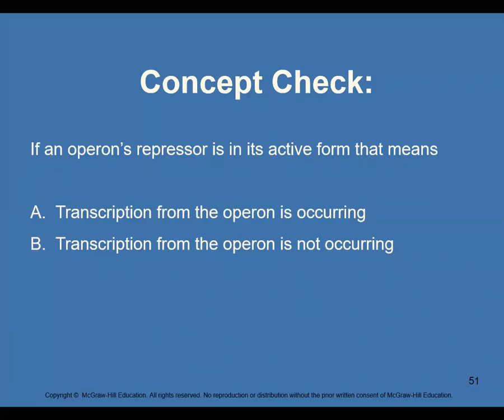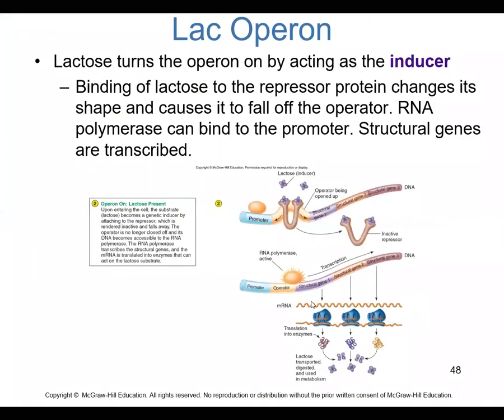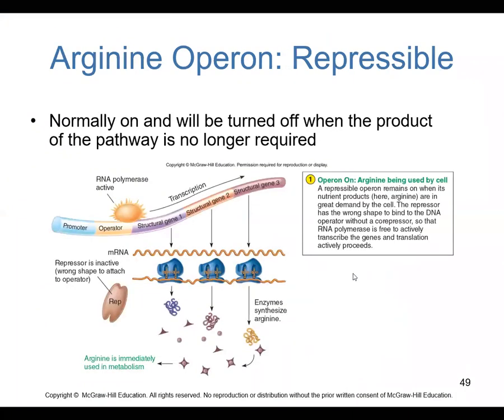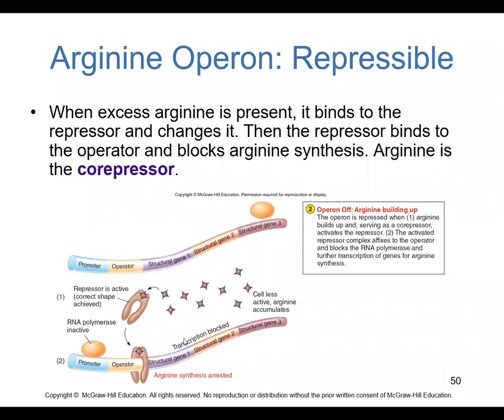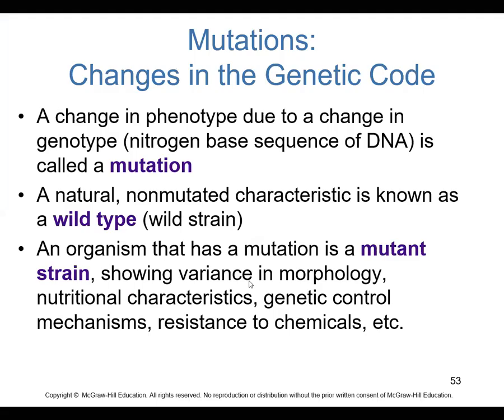All right, so our concept on this one: if an operon's repressor is active, so it's repressing you, it's not letting you make proteins, what's happening? That means that transcription is not occurring. So we can back up. This is an active repressor, so it's not letting you make proteins. And on this, when it becomes inactive, you can make the proteins. Over here, it's inactive, so you're making proteins. When it becomes active, it stops you from making proteins. So if it's active, you're not transcribing.